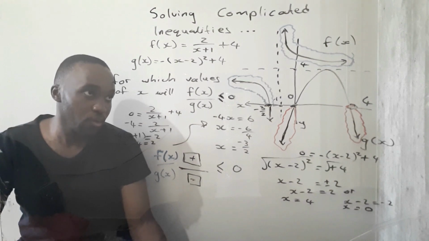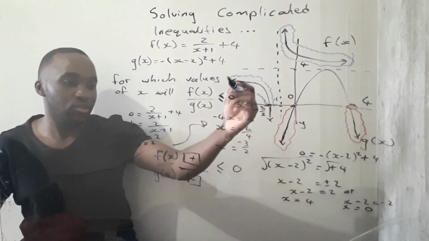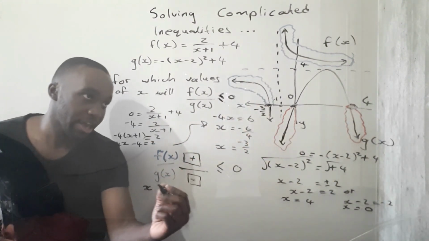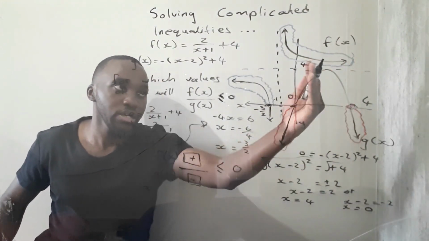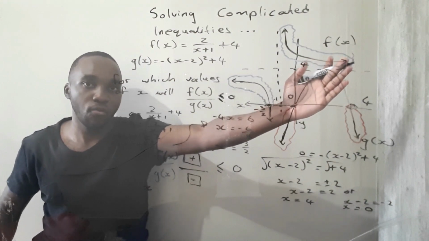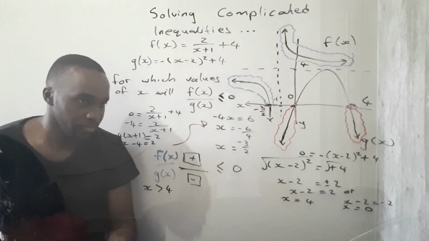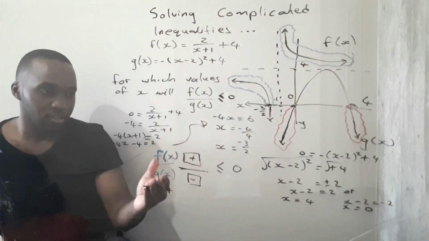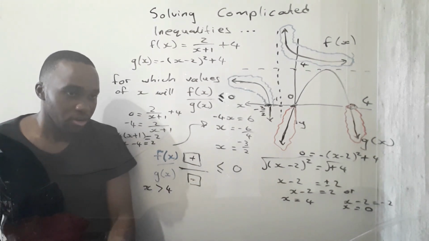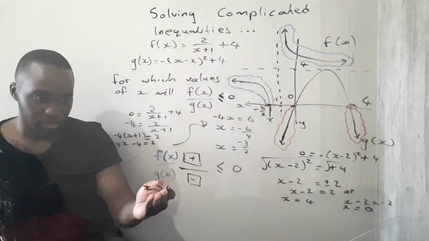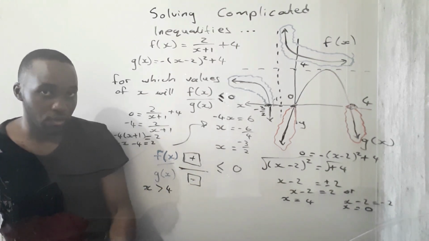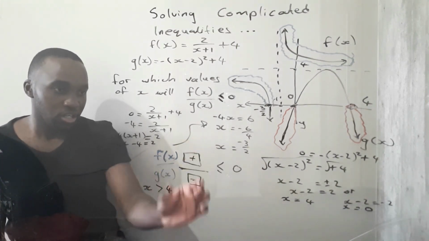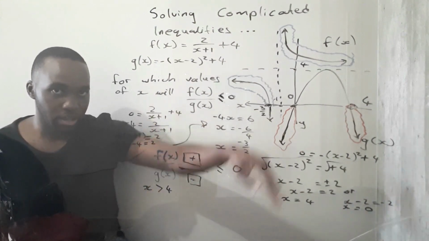So for the first portion of our answer, we basically have to state that our x values need to be bigger than 4. And I'll explain why I have said x is bigger than 4 and why I have not said x is bigger or equal to 4. So here's why. The first portion of our answer is going to be valid where x is bigger than 4.